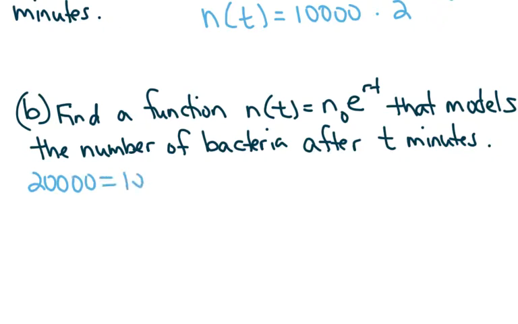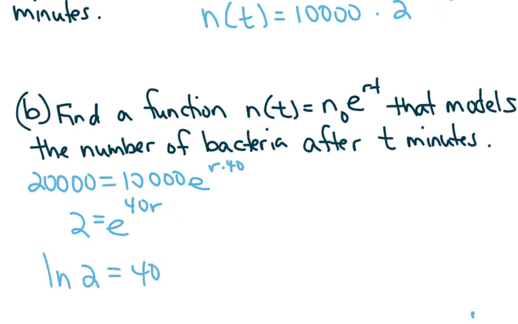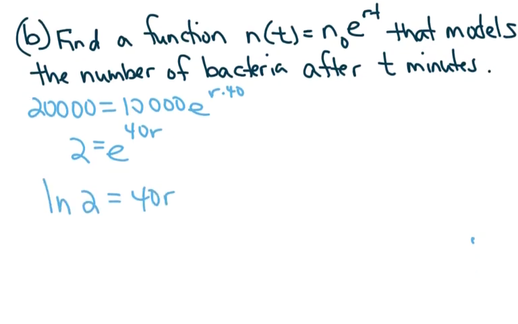So in our last example here, number 6, polonium-210 has a half-life of 140 days. Suppose a sample of this substance has a mass of 300 milligrams. Find a function m of t equals m naught times 2 raised to the negative t over h that models the mass remaining after t days. So the equation is going to be m of t is equal to 300 times 2 raised to the negative t over 140.